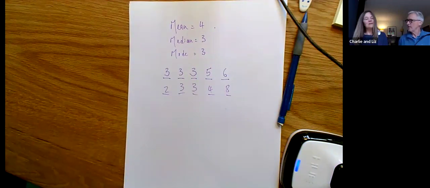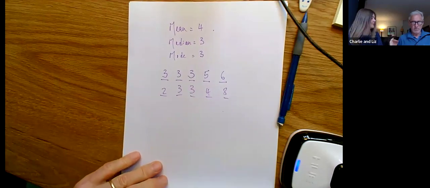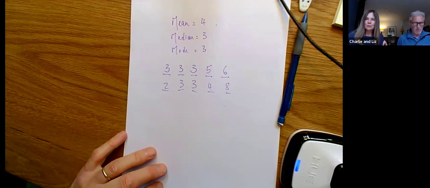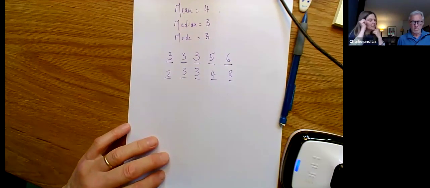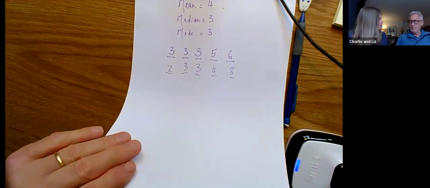But then what if I said to you, I'm going to challenge you, Charlie, to find all the possible solutions. Okay, 5 numbers, mean 4, median 3, mode 3. So now we've got to think about finding a systematic way to work so that we make sure we find all the possibilities. So Charlie, what might you do?